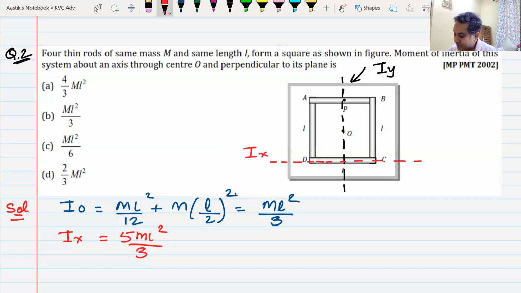I make these two rods, the pink rod AD and pink rod BC. We understand that the moment of inertia of both these rods would be same. Yes or no? Yes, sir. Just find the moment of inertia of one rod and multiply it by 2. What will be the moment of inertia of these two rods put together? ml square by 2.